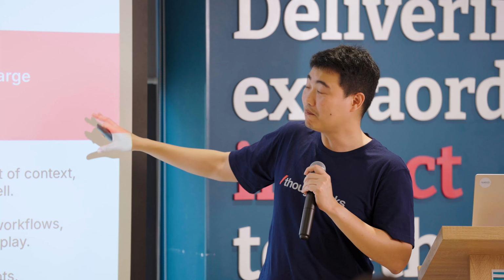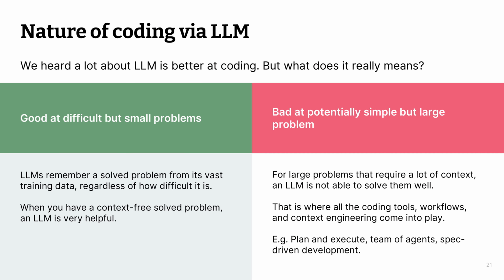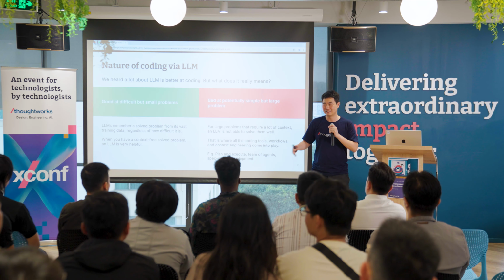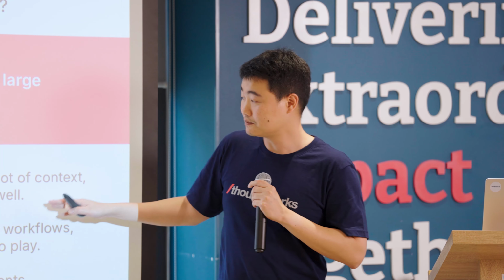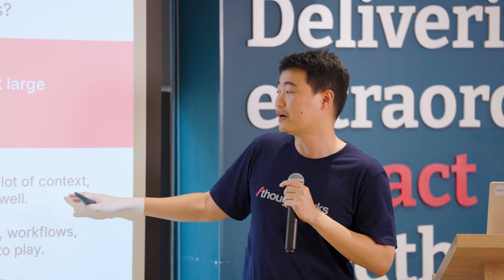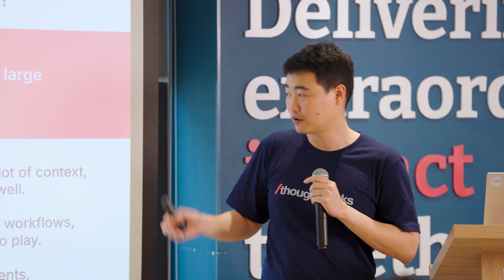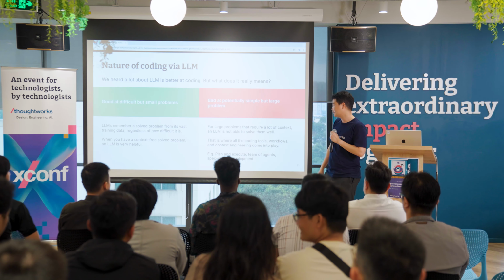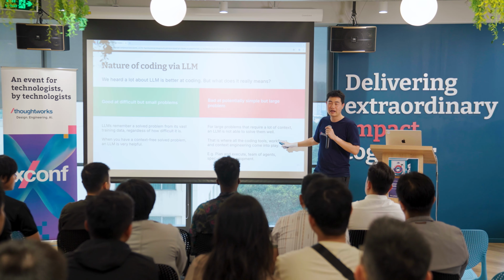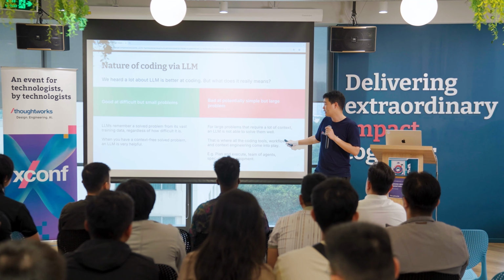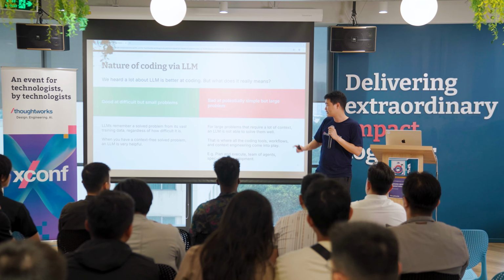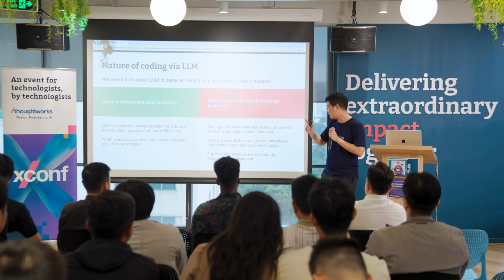But when we have maybe simpler but large problems, then it doesn't really work well. If you look at e-commerce, it doesn't really need binary search, binary tree, or advanced algorithms, right? It's just big, but doesn't really have a difficult problem. For large problems that require a lot of context, at least for now, LLMs aren't able to solve them well. And if you look at how coding tools work, they are actually doing this breakdown. I'm going to talk about it a little more later on.